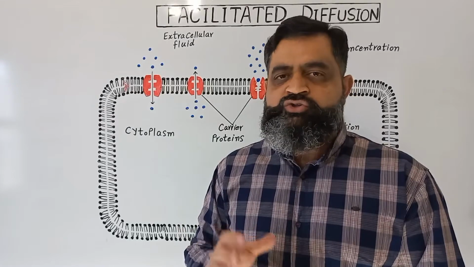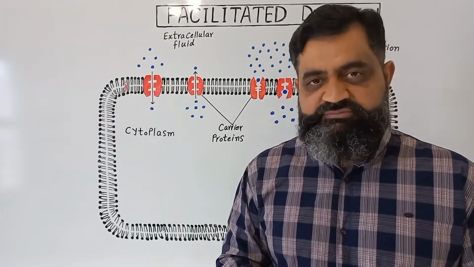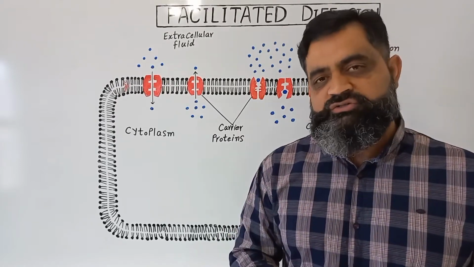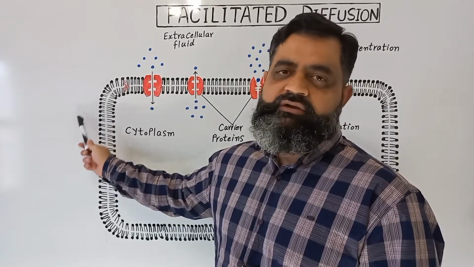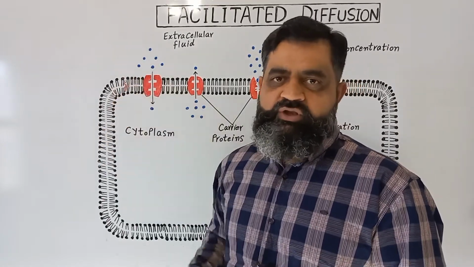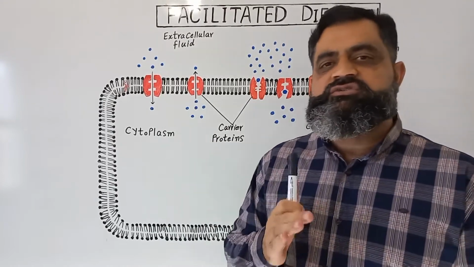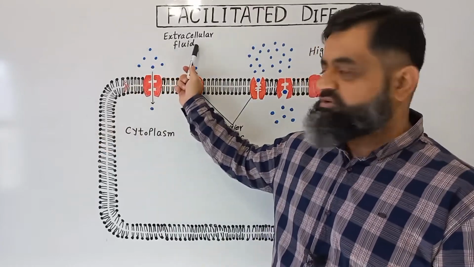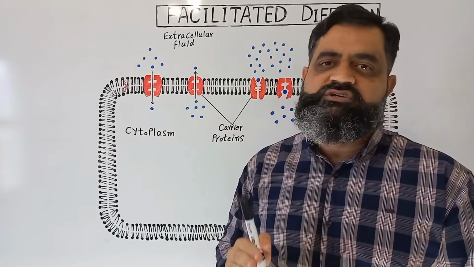cell. So if there is a concentration gradient, movement of molecules will take place from an area of higher concentration to an area of lower concentration. Suppose oxygen is more concentrated in the blood, in the extracellular fluid, while inside the cell there is a lower concentration of oxygen. Then oxygen will move from the area of higher concentration, the extracellular fluid, into the cytoplasm, into the cell where oxygen concentration is low.